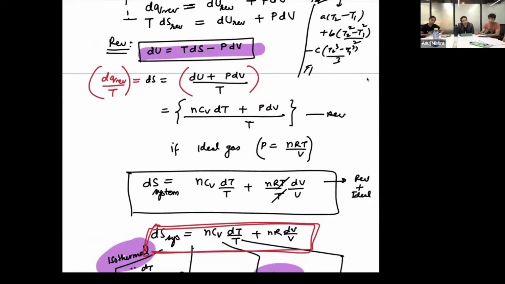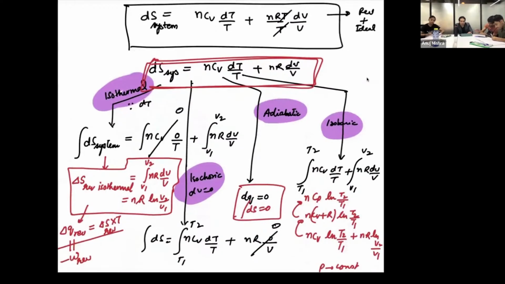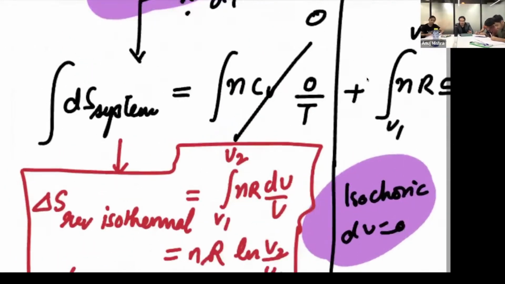dT will be 0. Write down, dT is 0. So the first term will be 0, and nR dV upon V integral will be nR ln V2 by V1. nR ln V2 upon V1 into T, what will come? T dS is what? dQ or Q. You have already done this, right? So write down, for isothermal the formula will come up as nRT ln V2 upon V1. Any doubts?